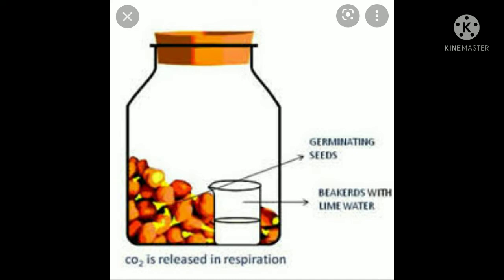Leave the arrangement for 1 or 2 days. After 2 days, open the cap carefully, take out the beaker with the lime water and notice the changes. Lime water turns milky white. Which gas turns lime water milky white? Yes, it's carbon dioxide. So carbon dioxide can change lime water to milky white. Finally, we observe that sprouting seeds release carbon dioxide in respiration.